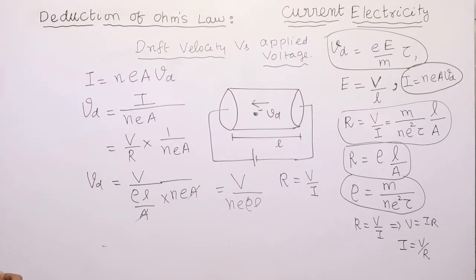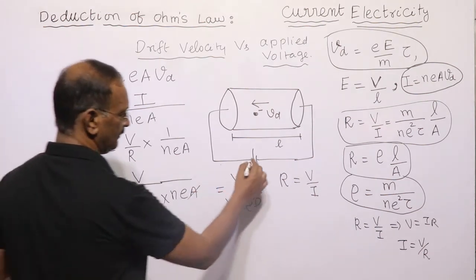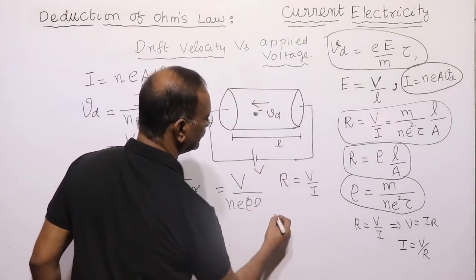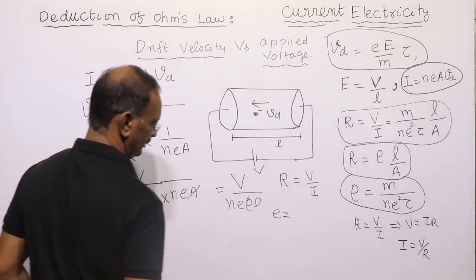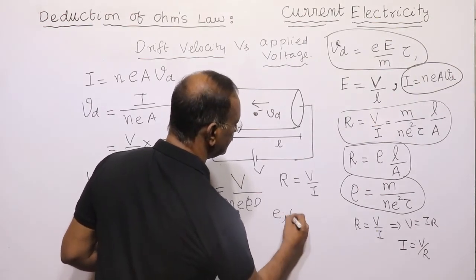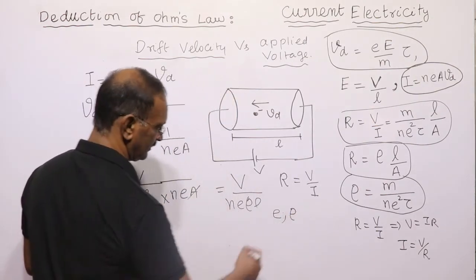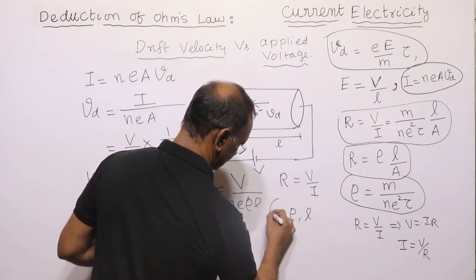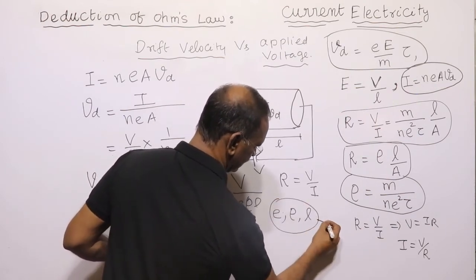After this, which are the constants? The potential can be varied. The charge of an electron is constant. The electron density of a given material is also constant. The length of the conductor is also constant.